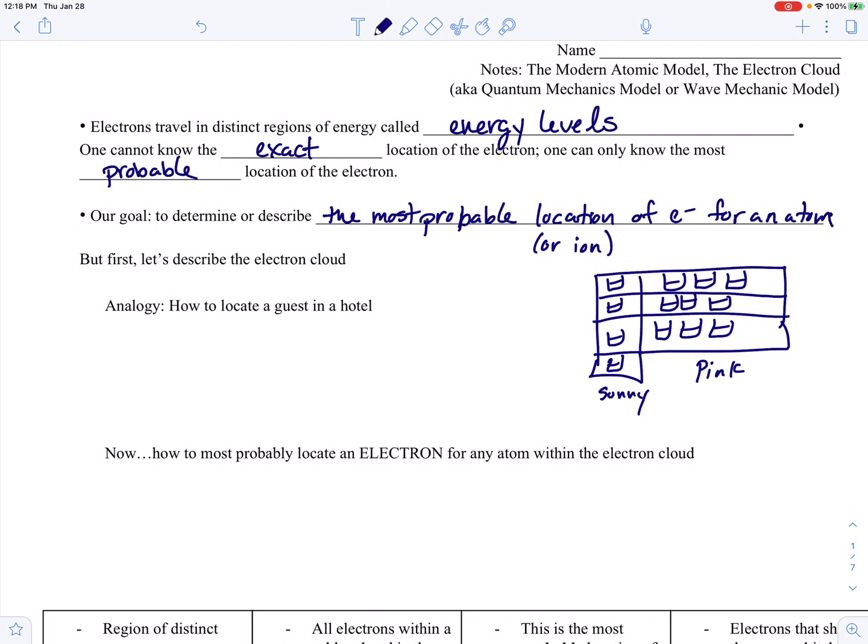Now, the reality is, for electrons, there are a lot more than 4 floors. There are 7 floors in this fictitious boarding house. And there are more types of rooms. So there's also a dark room. We're going to say that that room has 5 bunk beds in it. And there is a floral room as well. And those have 1, 2, 3, 4, 5, 6, 7 bunk beds in them. So our boarding house is actually quite large.